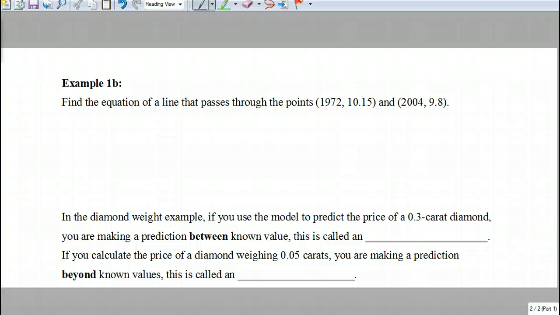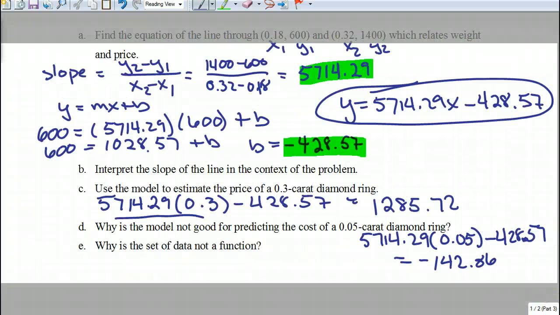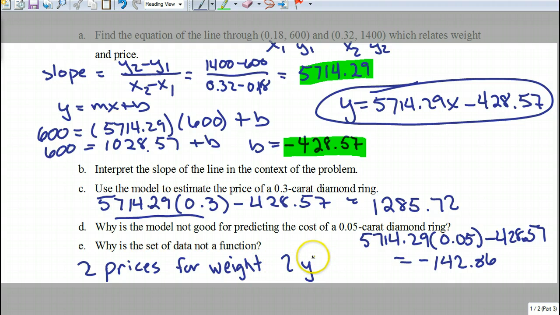Also, it says, why is the set of data not a function? Well, there are a couple places where we have different prices for the same amount of weight. So if you have two prices for the same weight, that means we have two y's for one x, and that means it's not a function.